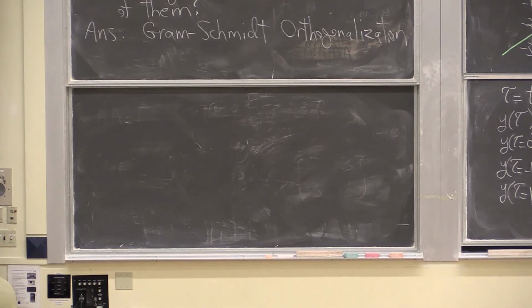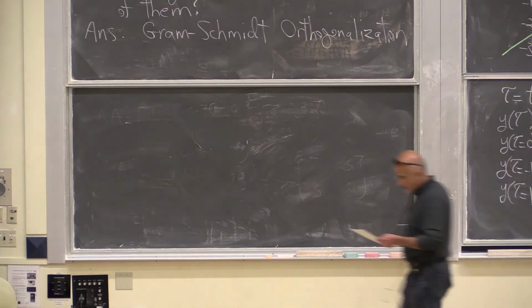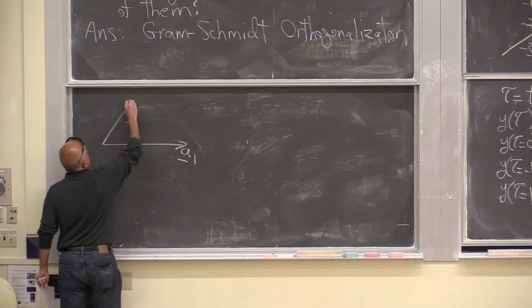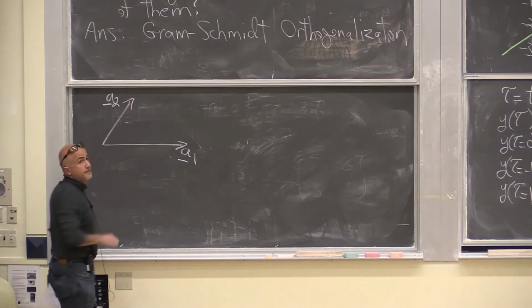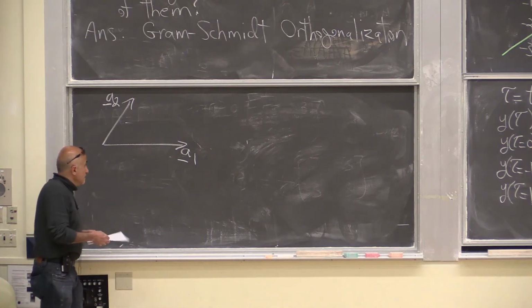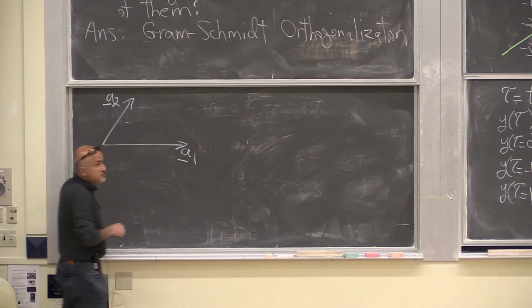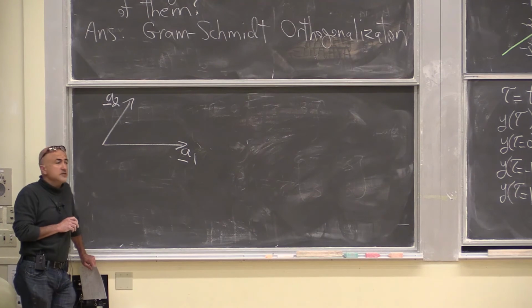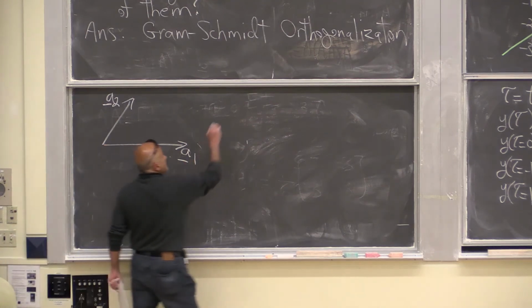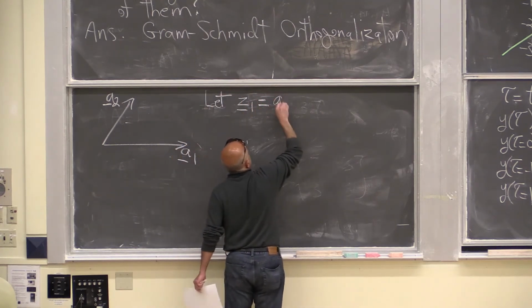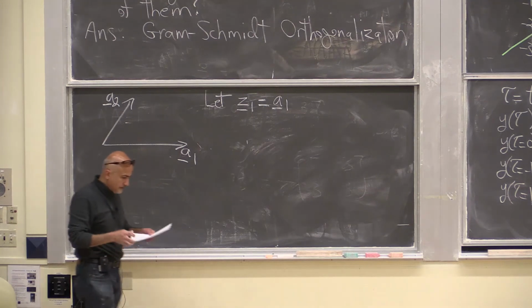Let me get my notes here. Okay, so I've got A1, A2, linearly independent, but not orthogonal. So here's my A1, and here's my A2. They're not orthogonal, but they're linearly independent. The Gram-Schmidt process begins with one of these vectors. So I'm just going to, without loss of generality, start with A1. I'm going to define as my first vector A1. Okay?